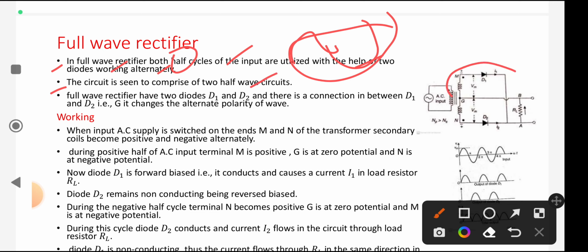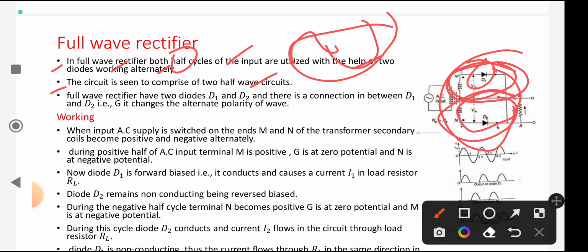See here, it is one half wave rectifier circuit and it is another half wave rectifier. Generally a half wave rectifier consists of only one diode, so the upper part is one half wave rectifier and the lower part is another half wave rectifier, so it becomes a full wave rectifier.